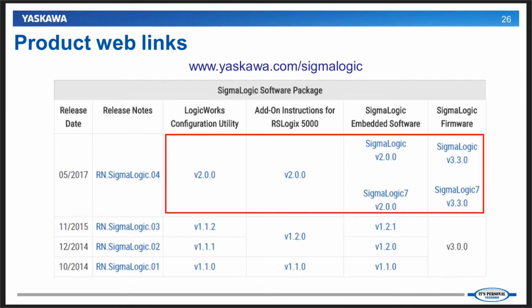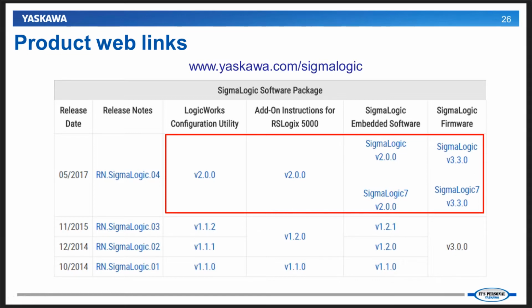Should I update all of my AOIs if I update my SigmaLogic software? Yes, if you update your SigmaLogic embedded software, you have to update all of your AOIs. Otherwise, some of the AOIs might not work properly. So make sure that when you update your SigmaLogic software, you update your AOIs as well to version 2.0. That's why I would like to emphasize this slide more. If you update any of this utility package to version 2, make sure that you use all of this along with it.